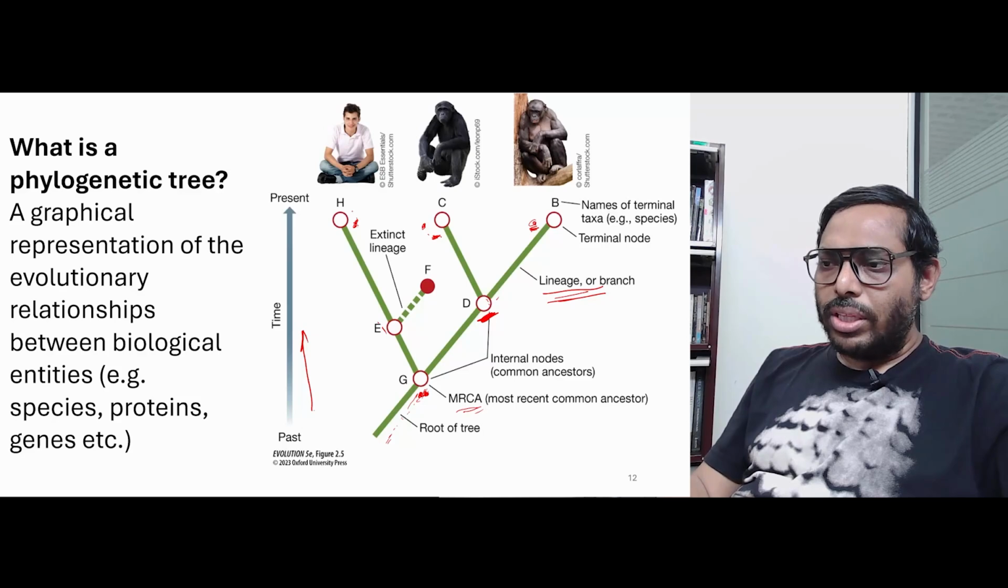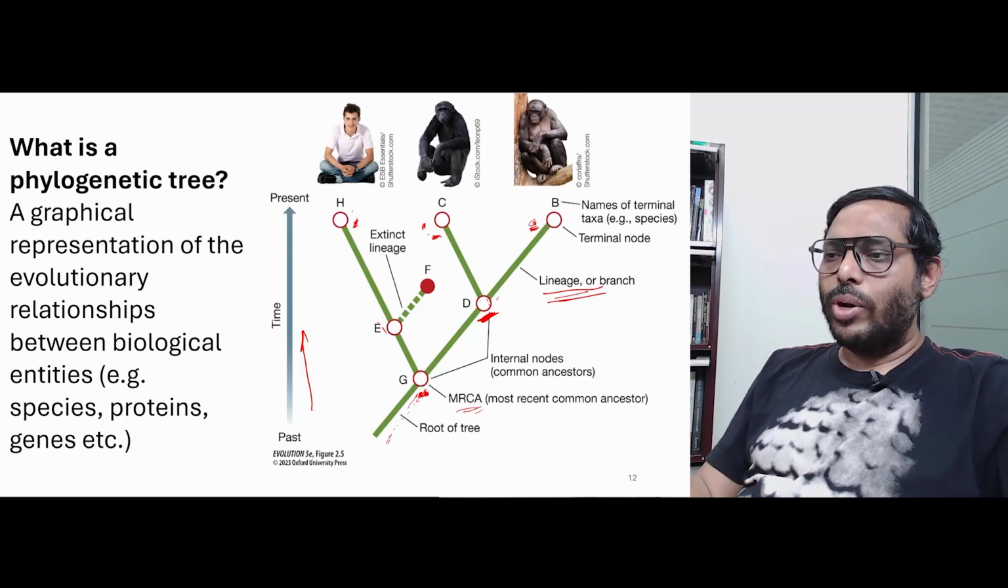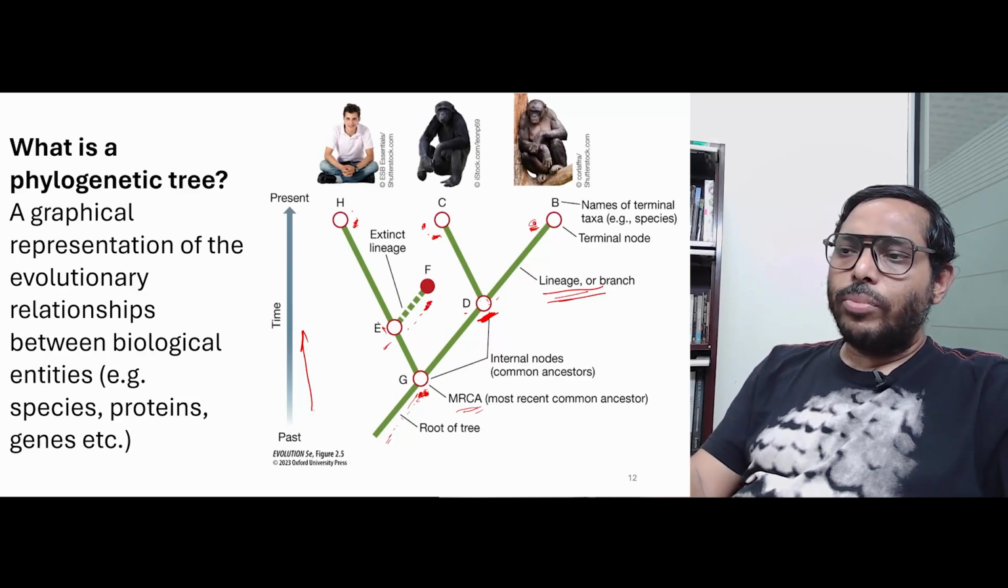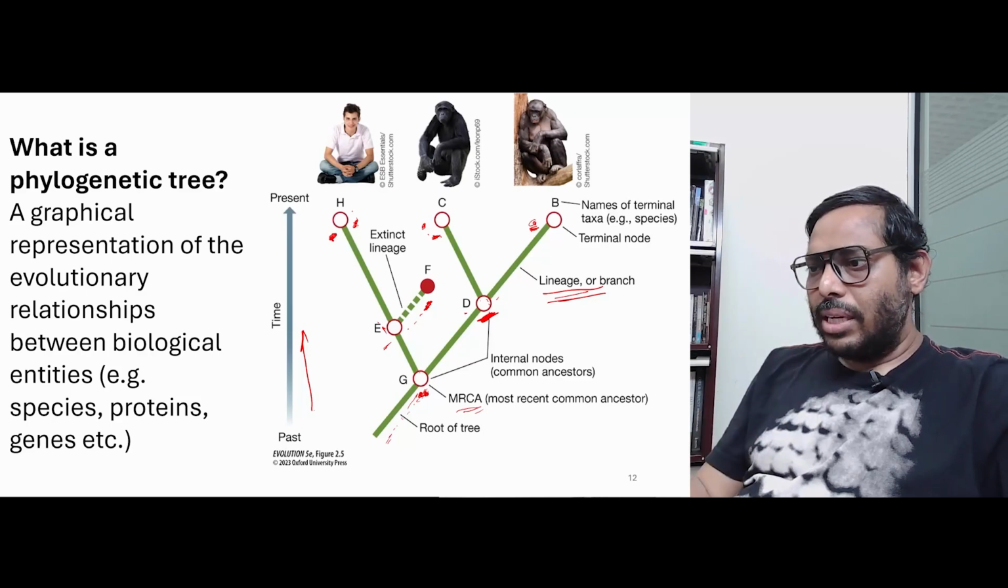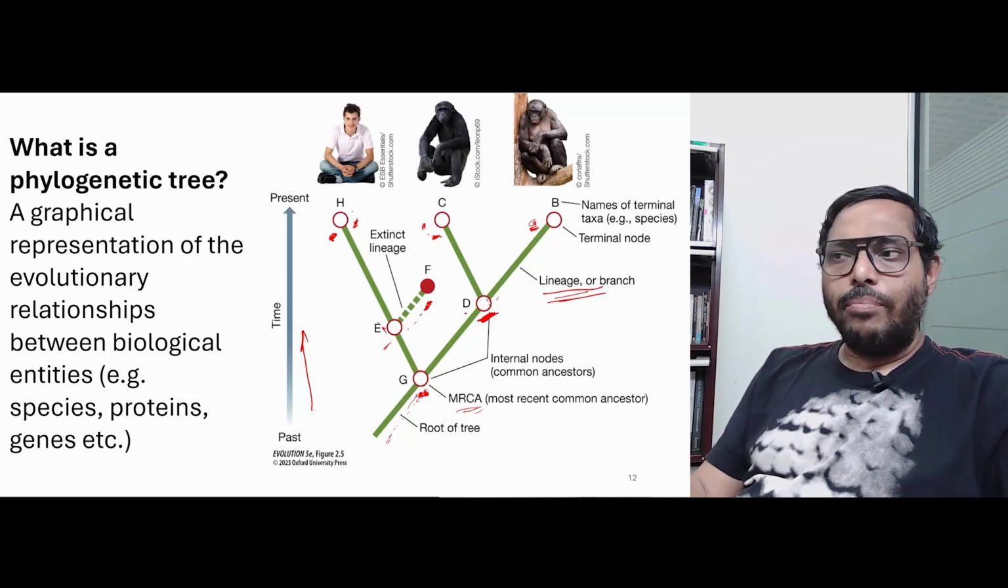So, this tree is showing that from G arose two different species, two different lineages. One is called E, the other is called D. From E arose two groups. One was called F, but F went extinct in this particular case, and the other group is what finally led to humans. On the other hand, as I said, from G arose D, and then D led to C and B, chimpanzees and bonobos.